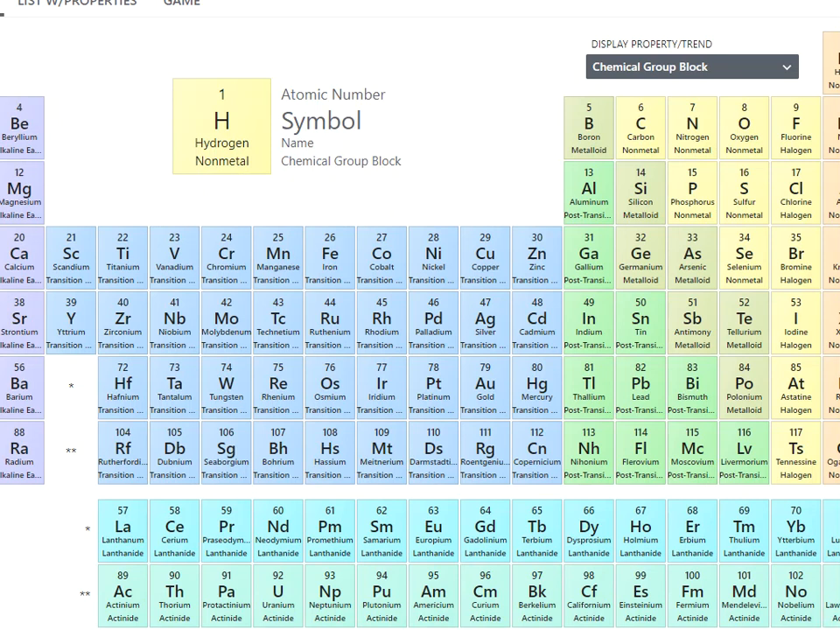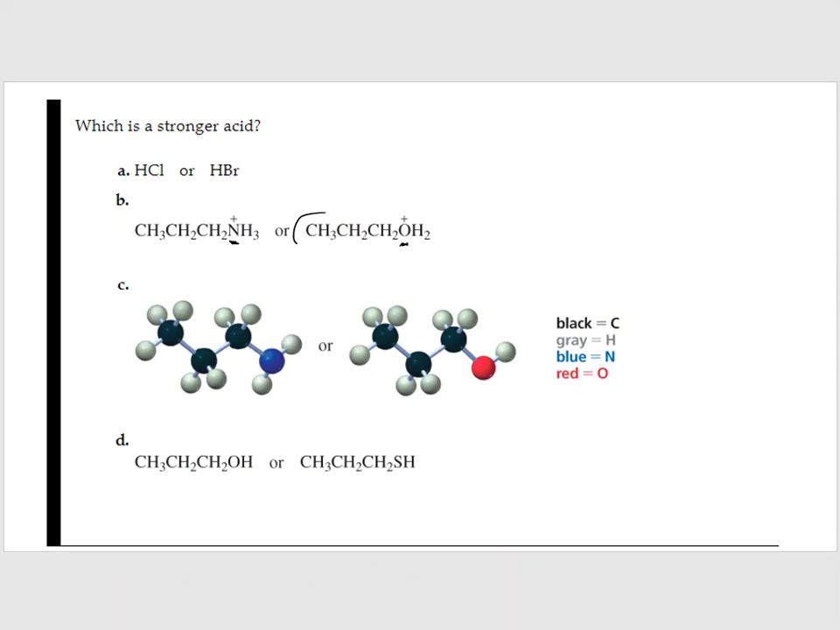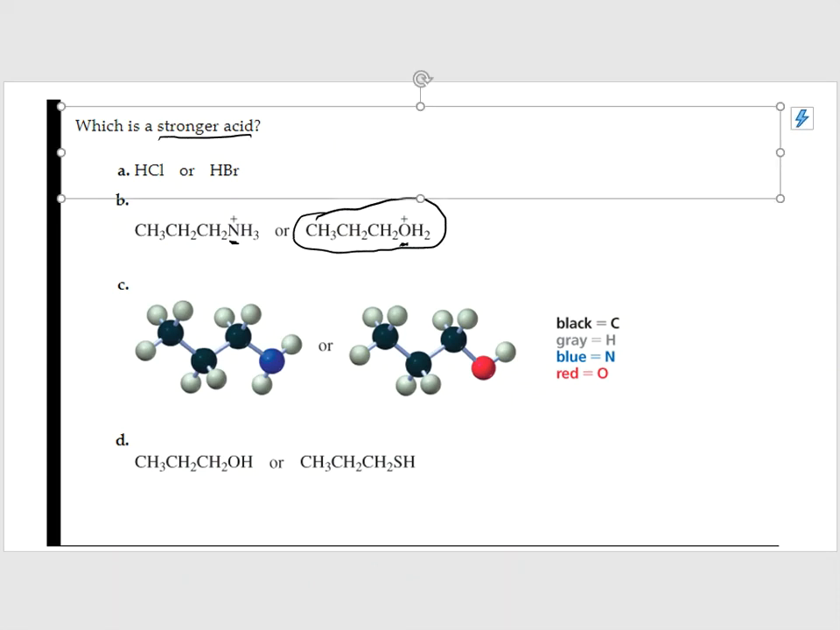But as we go left, oxygen is more electronegative than nitrogen. So that means oxygen is more electron greedy, oxygen is more willing to kick hydrogen to the curb to get those electrons, making it a better acid. So in this example, the one with the O is going to be the stronger acid.